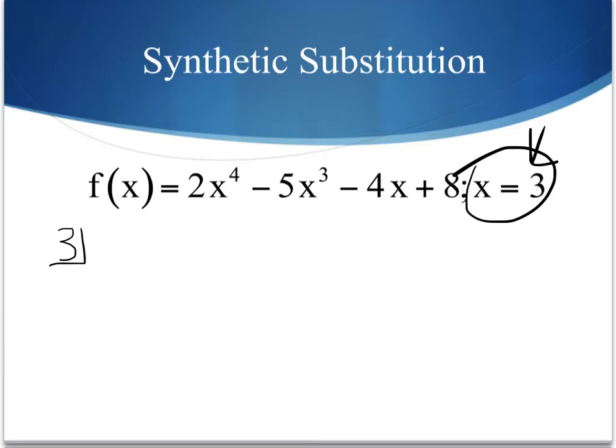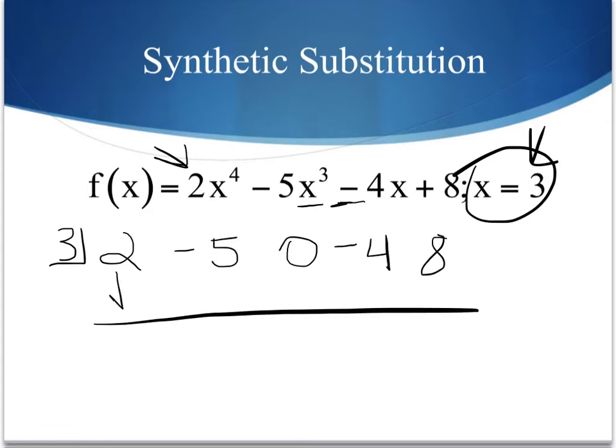And then we write down all the coefficients in f of x. We need to make sure that we put zeros in for the coefficients that are missing. So if we look at this equation here, for x to the 4th, the coefficient is 2. For x to the 3rd, our coefficient is negative 5. And then we're missing the x squared, that would normally be here, so we need to put a 0. And then x is negative 4. And then we have a positive 8.